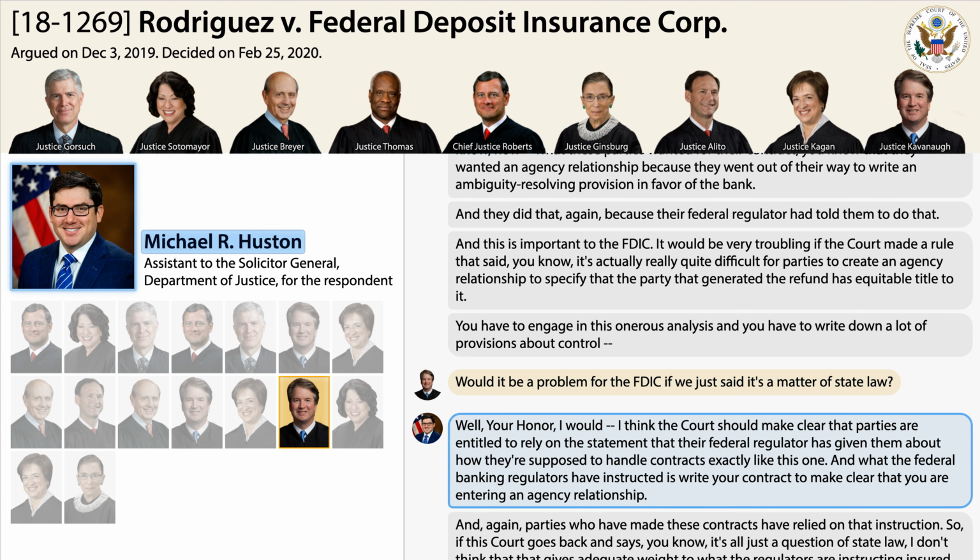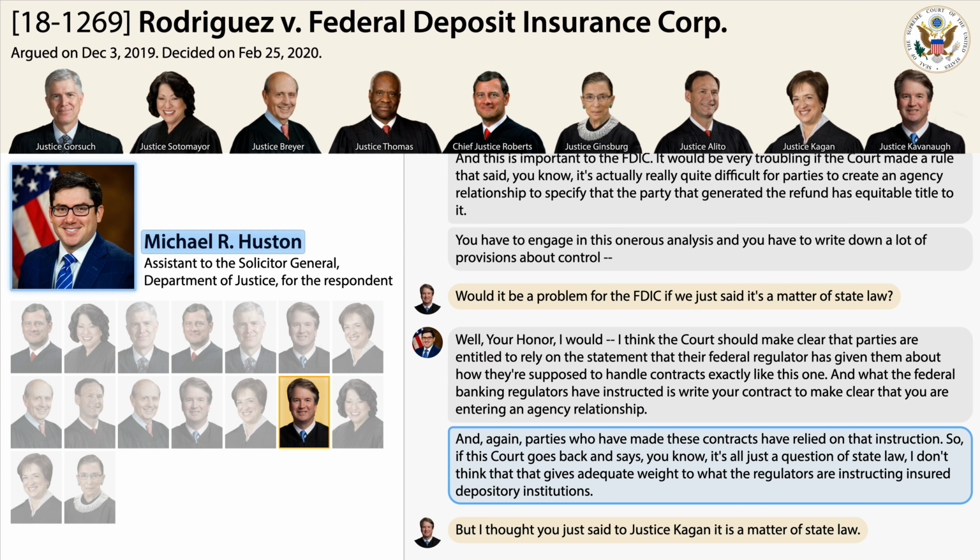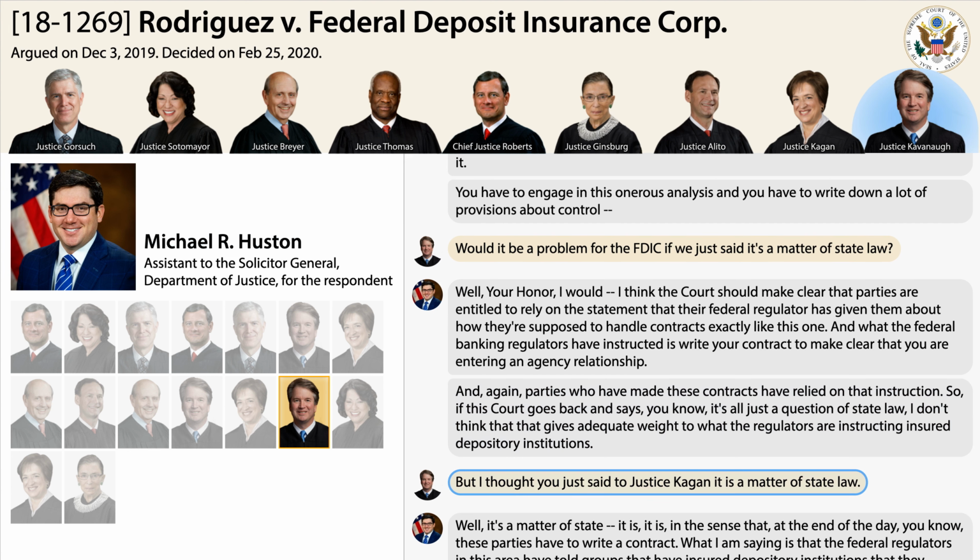Well, Your Honor, I think the court should make clear that parties are entitled to rely on the statement that their federal regulator has given them about how they're supposed to handle contracts exactly like this one. And what the federal banking regulators have instructed is, write your contract to make clear that you are entering an agency relationship. And again, parties who have made these contracts have relied on that instruction. So if this court goes back and says it's all just a question of state law, I don't think that gives adequate weight to what the regulators are instructing insured depository institutions. But I thought you just said to Justice Kagan it is a matter of state law.